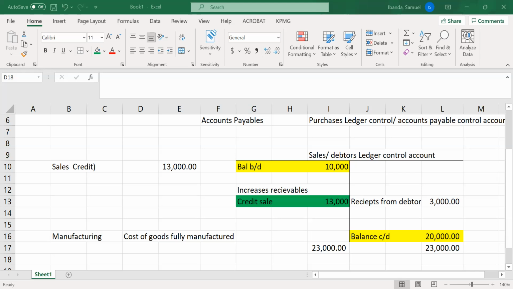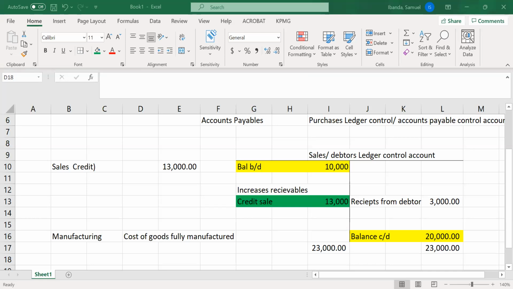So I was trying to highlight to you that depreciation for the factory assets is part of the cost of goods fully manufactured, and so should be accounted for in the manufacturing account and not in the trading account. Like I said, the trading account records office and administration, selling and distribution, and then financing costs. So your judgment should be based on that.